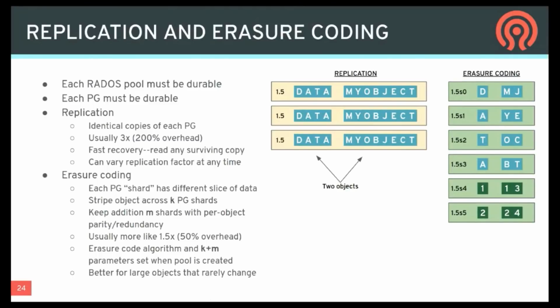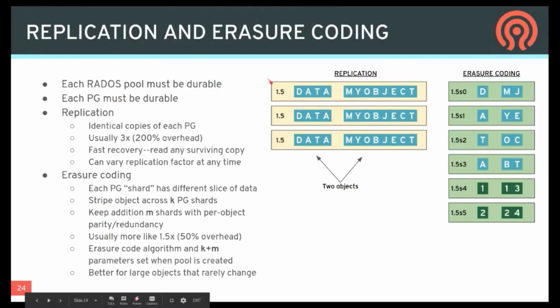The challenge then is what should RADOS do once it knows where the data should go? How does it actually store it? And there are 2 strategies. All the objects that are stored in a pool have to be durable. We have to make sure they're safe. Those pools are broken up into placement groups. So each individual placement group, some subset of the overall data, has to be durable in some way. And we have 2 strategies for doing that.